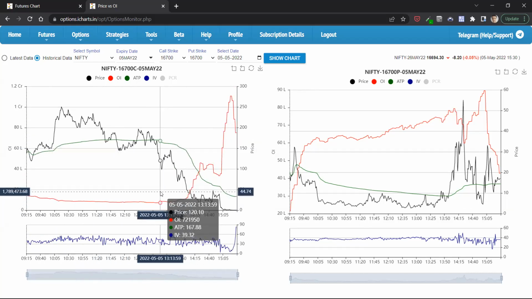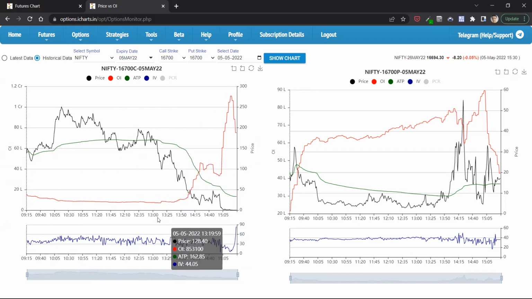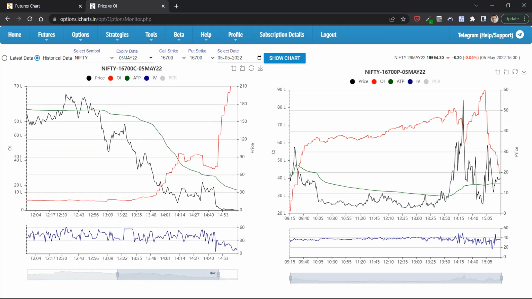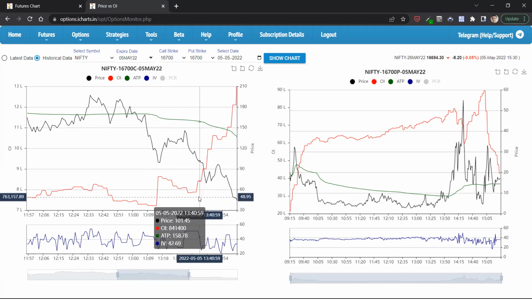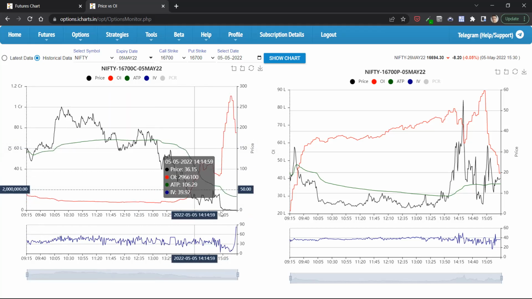Yeah, absolutely. This is one of the key signals. Once price is below VWAP and OI is shooting up, it is basically a signal to short. Yeah, this is a signal to short over here. You can definitely take it as a signal.